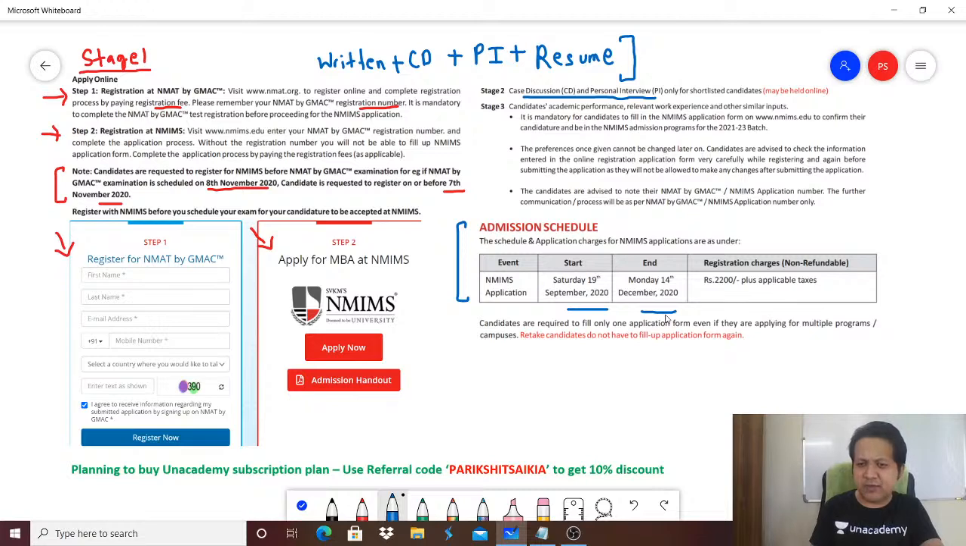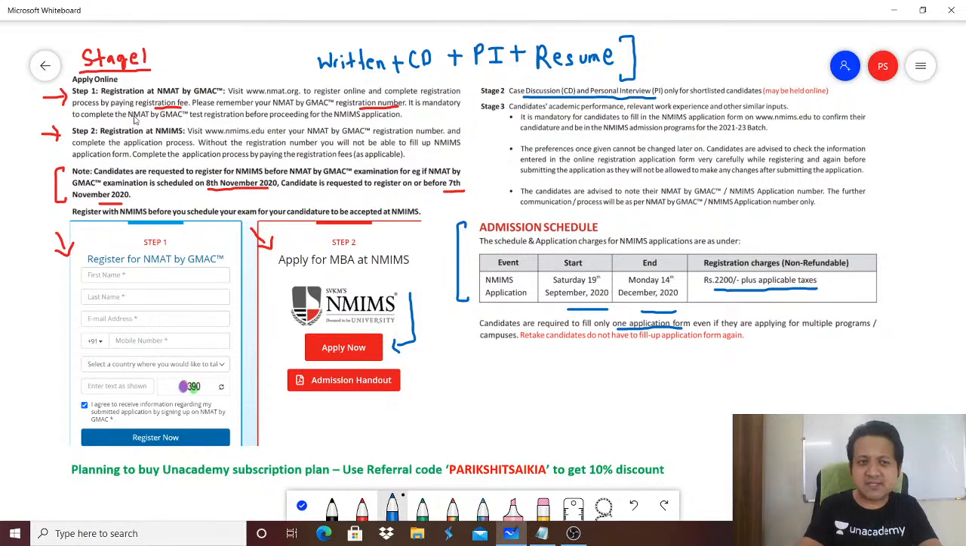What is the application fee? The application fee is 2,200 plus taxes. So if you round it off, it will come out to be somewhere around 2,400, 2,500. That's the application fee. Plus, as I told you before, you also need to pay the fees for application to NMIMS Bombay. So 2 fees need to be paid: application fees plus NMIMS Bombay registration fee. Please make sure that you do that. And even if you wish to apply for multiple programs, it is just one application form and one fee of 2,200 plus taxes that is applicable.